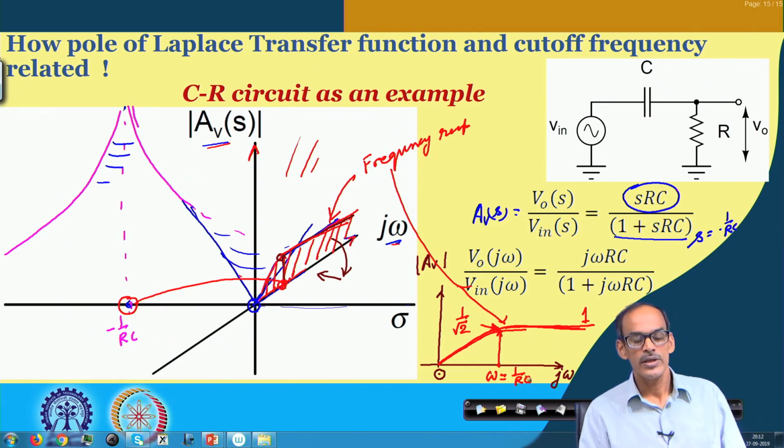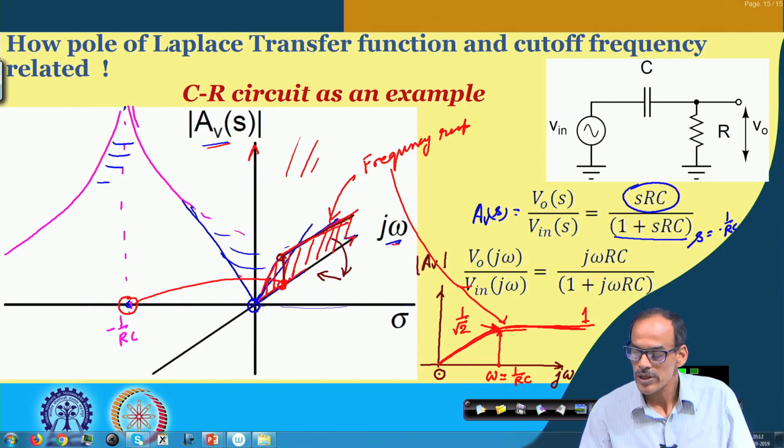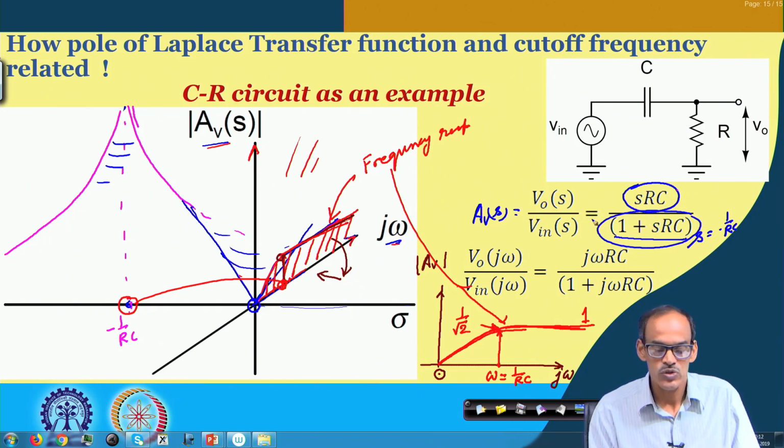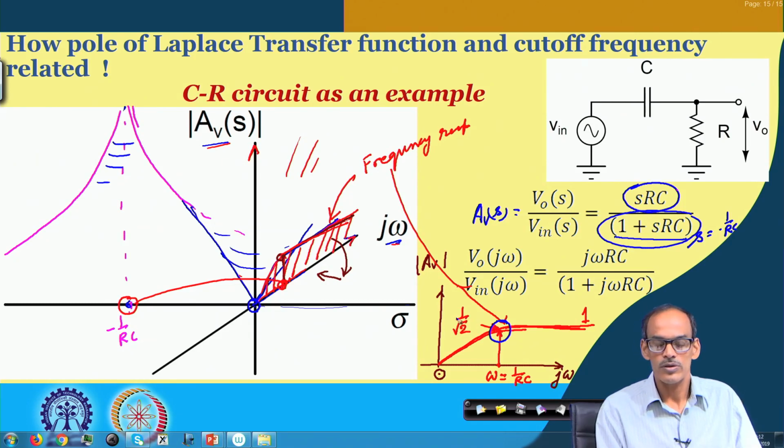So, what is the summary here? We would like to say that based on the location of the pole of this transfer function in the Laplace domain, we can directly say what the corresponding cutoff frequency is.